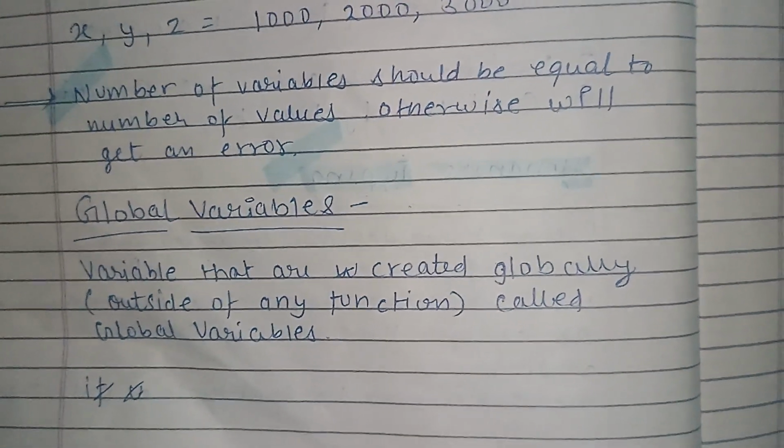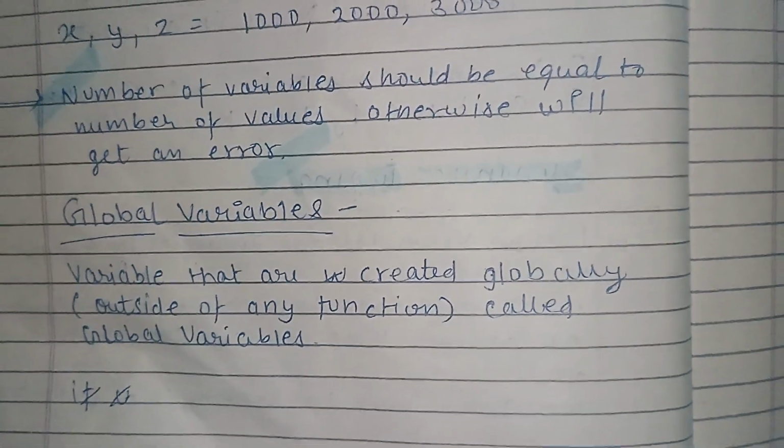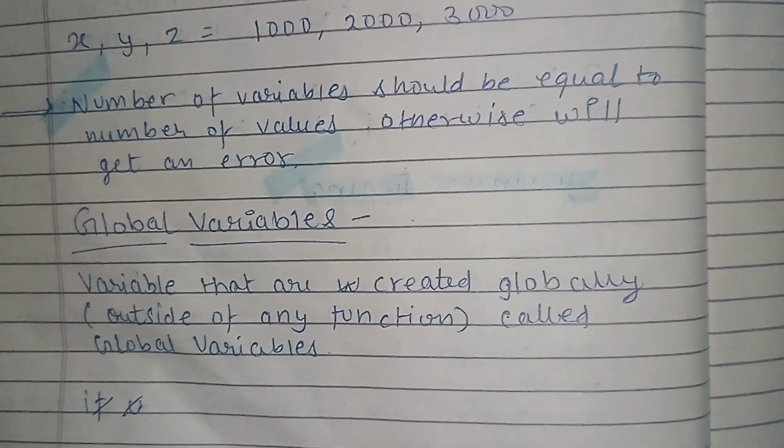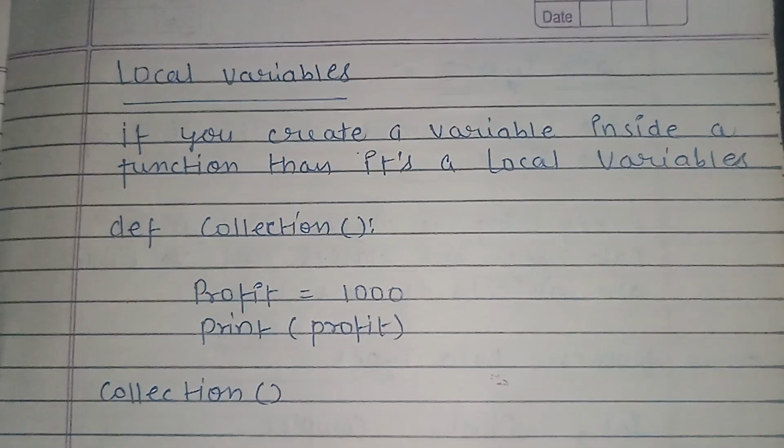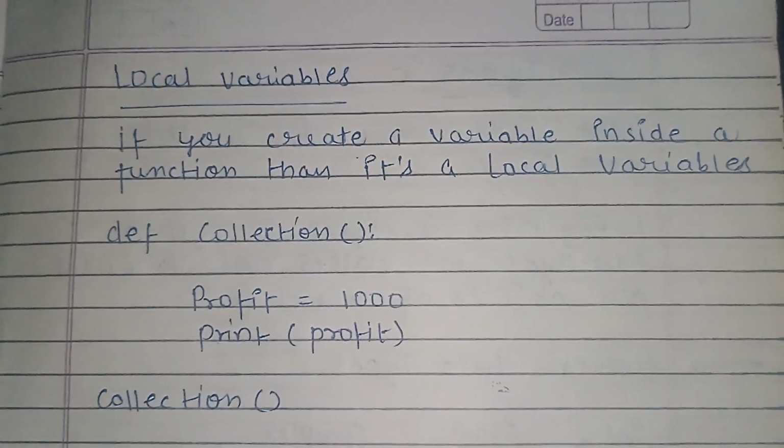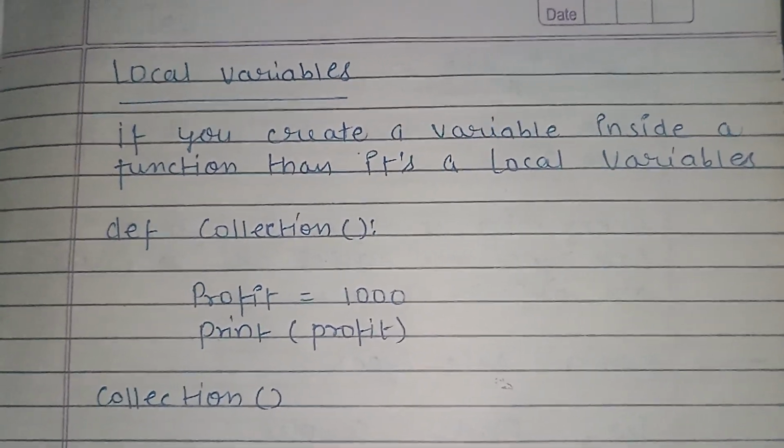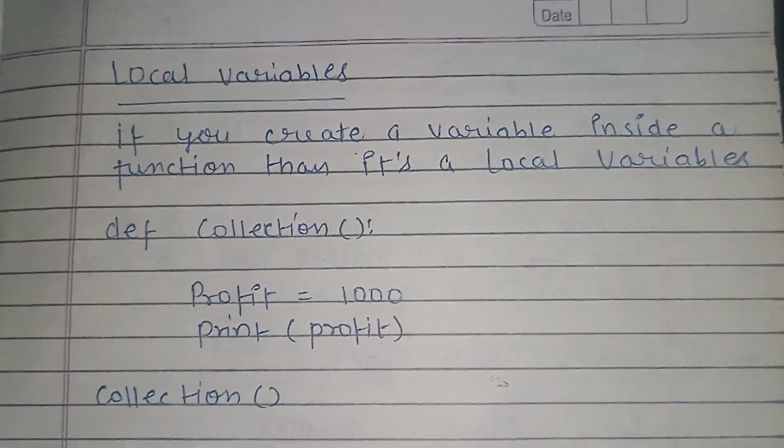Global variables. Variables that are created globally, outside of any function, are called global variables. And local variables. If you create a variable inside a function, then it's a local variable.